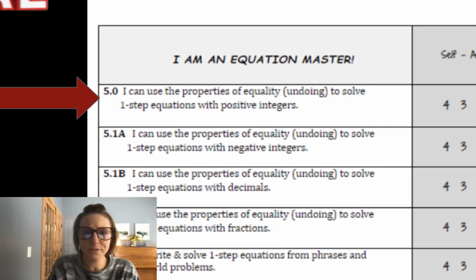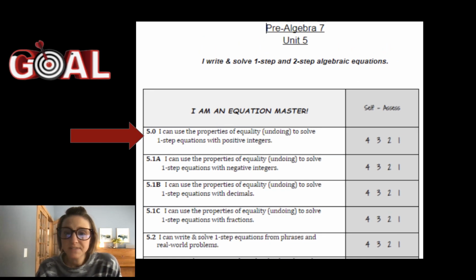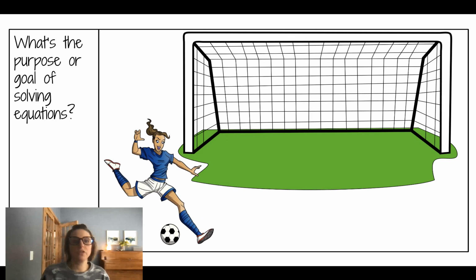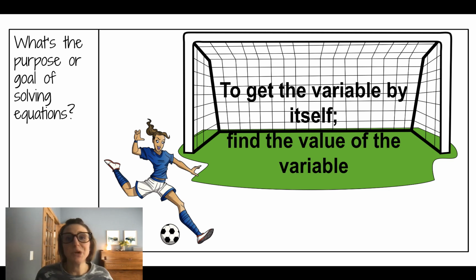So I'm going to just review what you already saw. I can use properties of equality, undoing inverse operations, to solve one-step equation with positive integers. So all of our answers today should be positive integers. Okay? That means positive whole numbers. What's the purpose or the goal of solving equations? It's to get the variable by itself, to find the value of the variable.